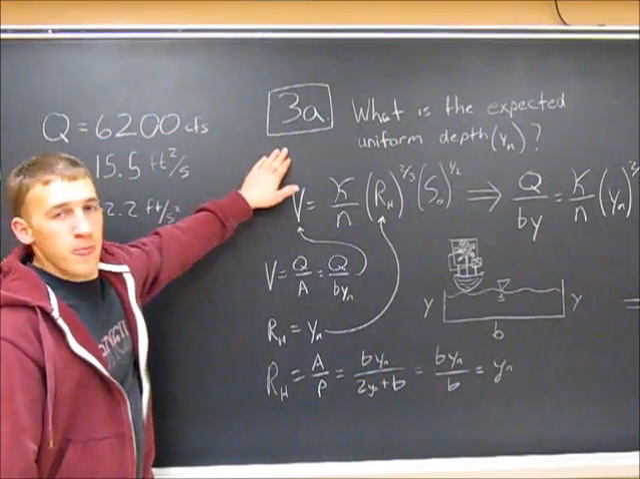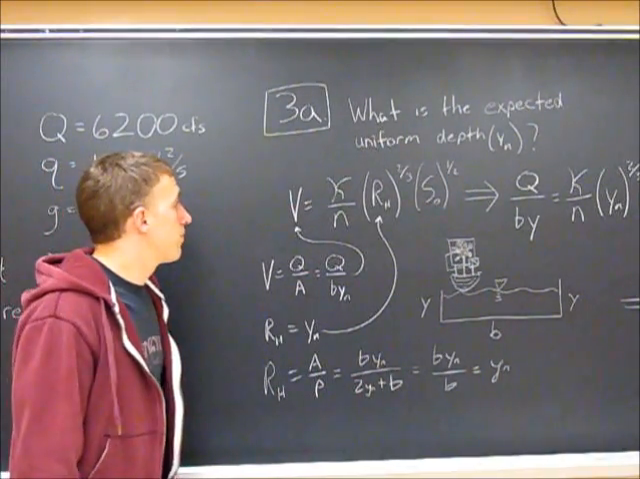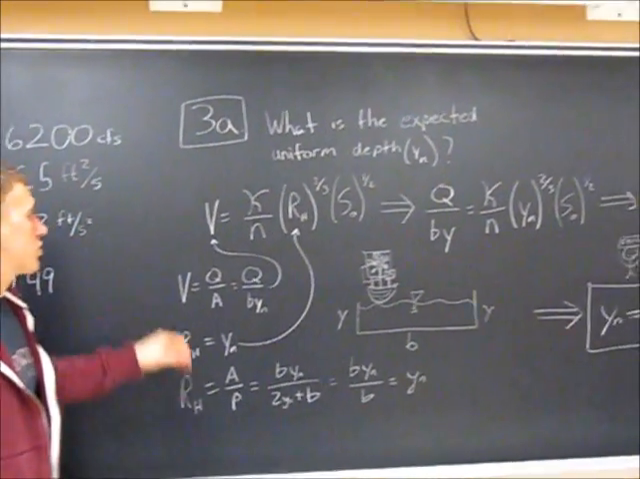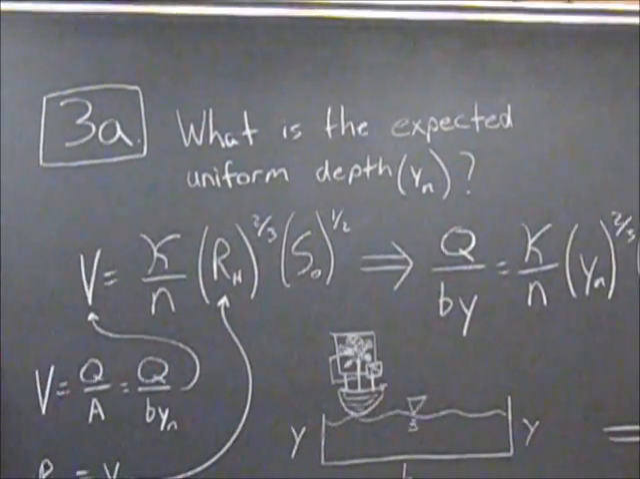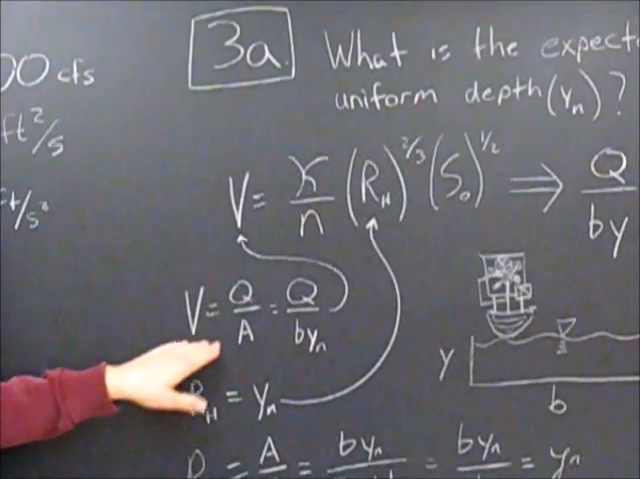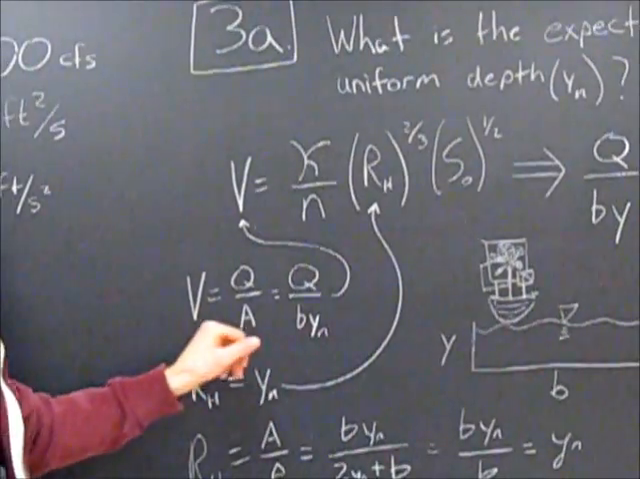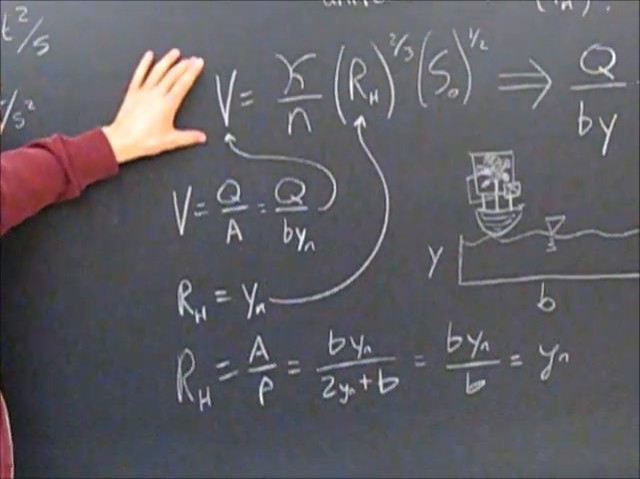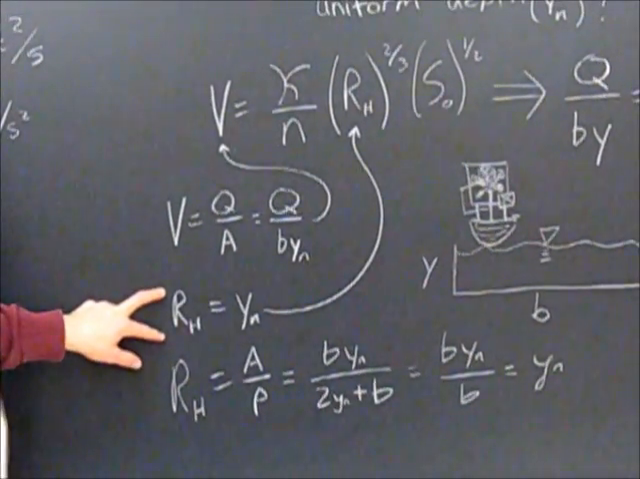Alright, for part 3A, we're asked to determine the expected uniform depth, Y sub n. To do this, we're going to use Manning's equation, which is listed right here. In order to do that, we're going to need to substitute some values in. So first off, we know that V is equal to Q over A, which is equal to Q over B Yn. So we can substitute that in for V here. R_H is equal to Yn because it's a wide channel.